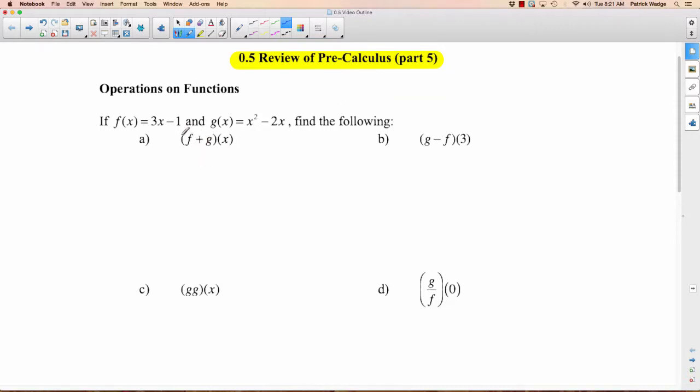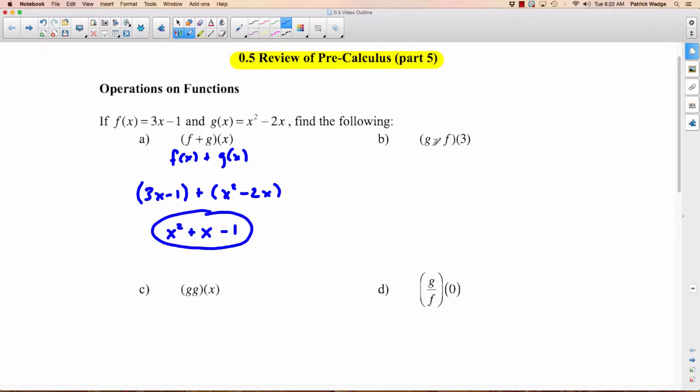Well, f plus g of x is the same as f of x plus g of x. So in other words, all you have to do is take f of x, which is 3x minus 1, and add it to g of x, which is x squared minus 2x. Then just have to combine the terms. There's only one x squared, so I'll put that. There's a 3x and a minus 2x, so you end up with plus 1x, or just x. And then you have a negative 1, and there's no like term for that either. So that should be your answer.